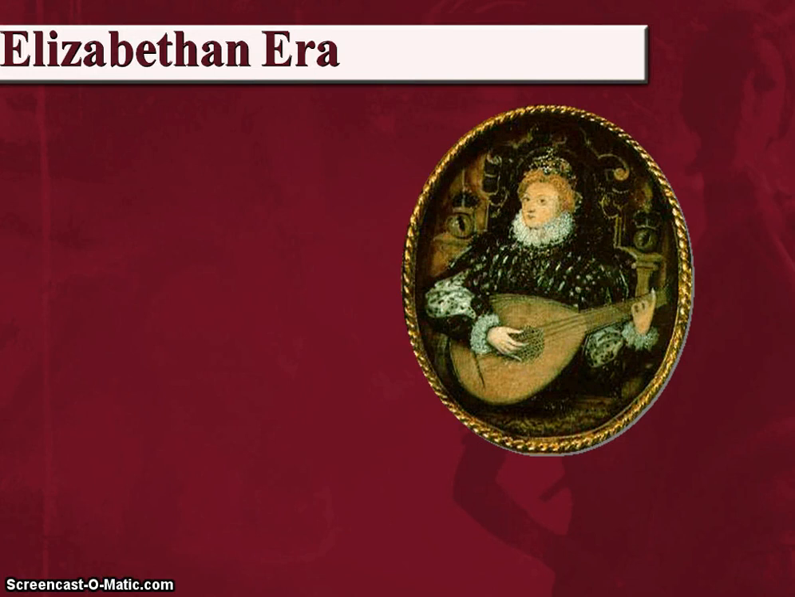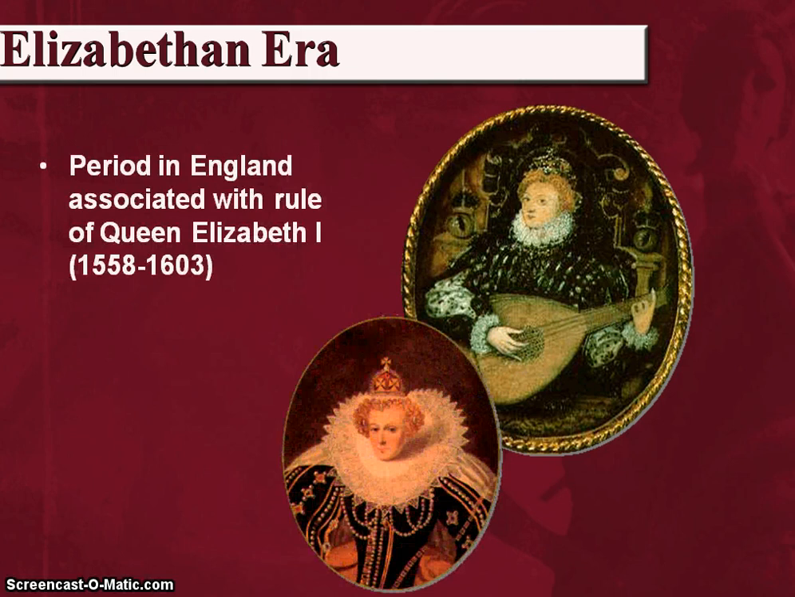The actual Elizabethan era, a time period different from the English Renaissance period, is associated with the rule of Queen Elizabeth I between the years of 1558 and 1603. So, inside the Elizabethan era, there is the reign of Queen Elizabeth I, 1558 to 1603. This era was relatively peaceful compared to the periods before and after it.